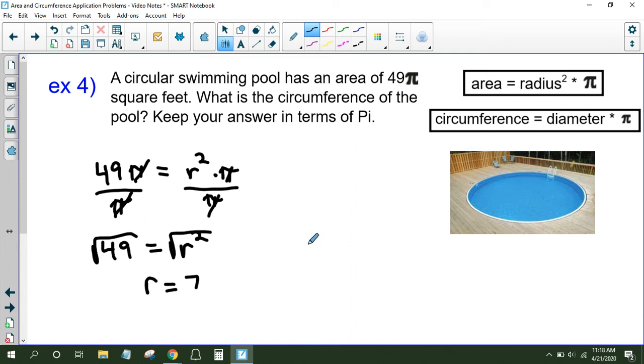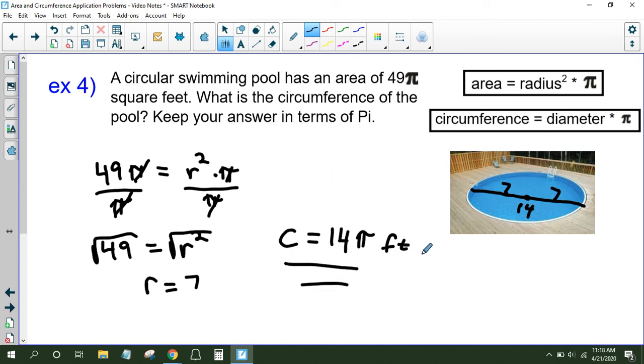We had to do that first so that we could get the radius of the pool, and we're going to use that to now get our circumference. Remember the radius is 7, so the diameter is going to be 14. Using that fact that the diameter is 14, we can get the circumference, and circumference is going to be 14 pi feet. And there's our answer in terms of pi.